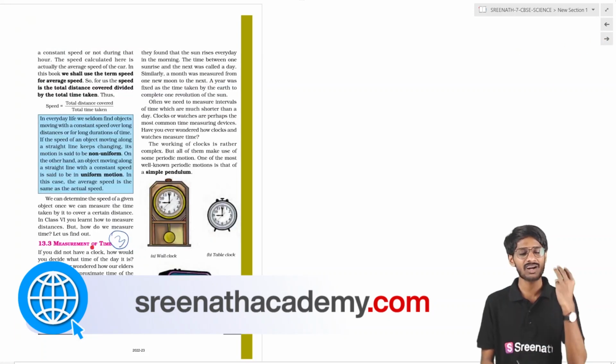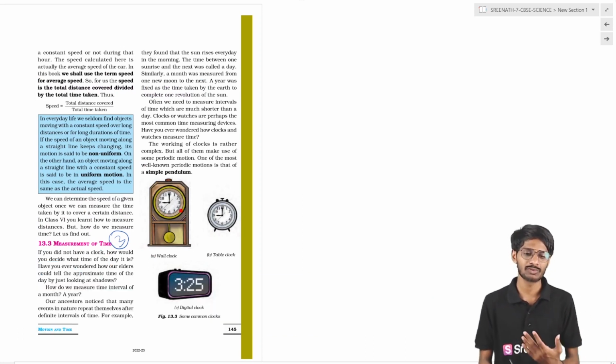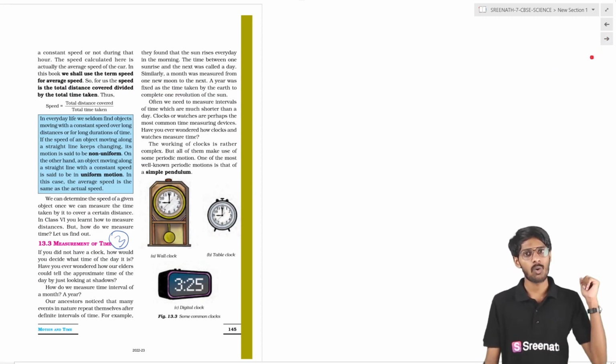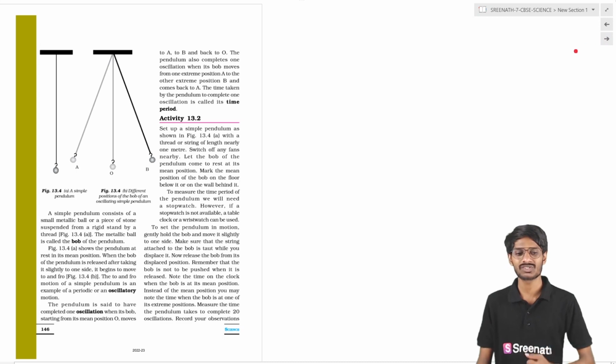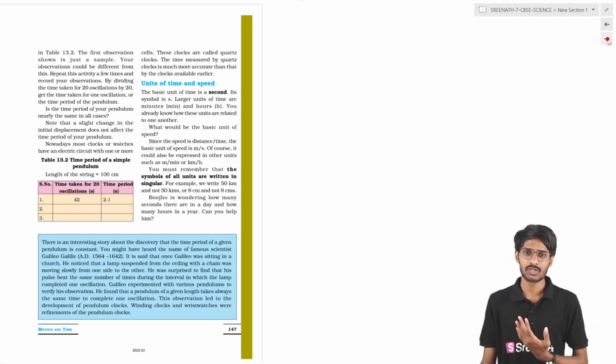The third topic is measurement of time. How do we measure time? Basically we know that we measure time using clocks. How time was measured in the olden days is also something we are going to learn, students. The units of time and speed are a subtopic of measuring time.